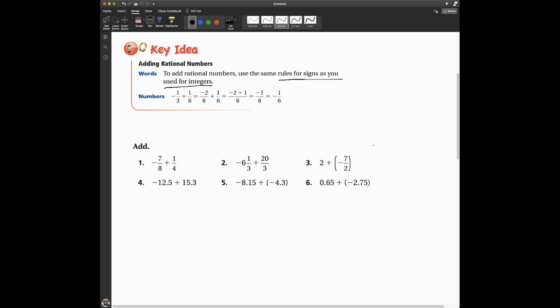But remember, when we add fractions, what do we have to have? That's right. When we add fractions, we have to make sure that we have a common denominator. And I know that you remember that. And that's all, really. So let's go ahead and practice.